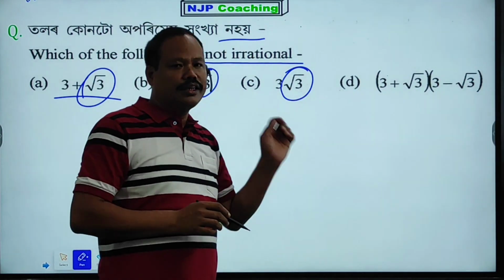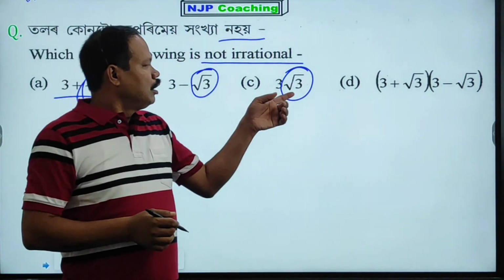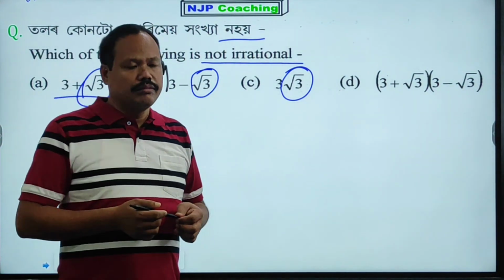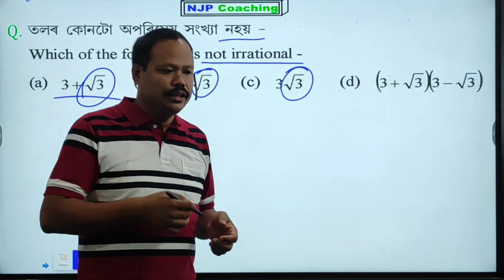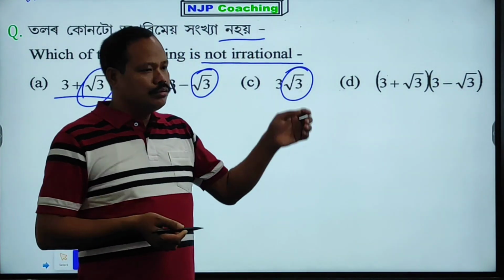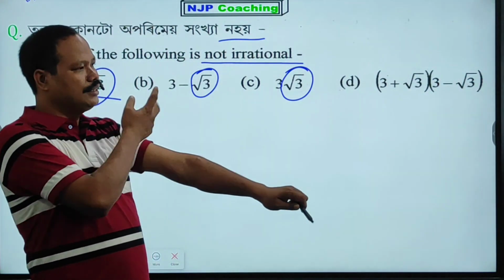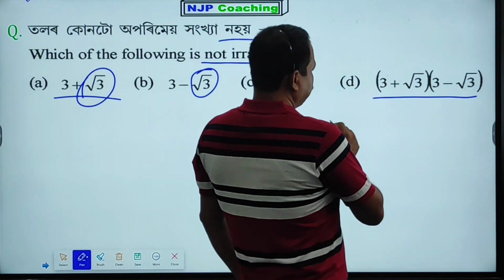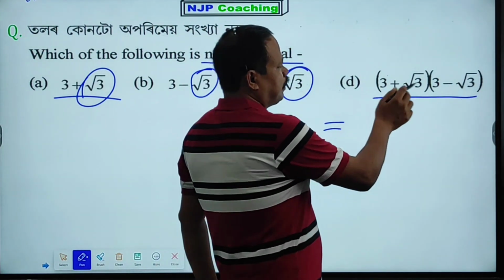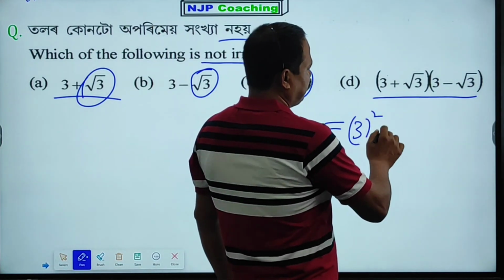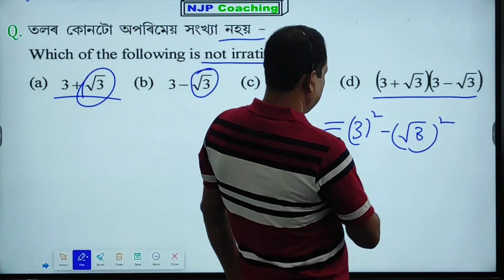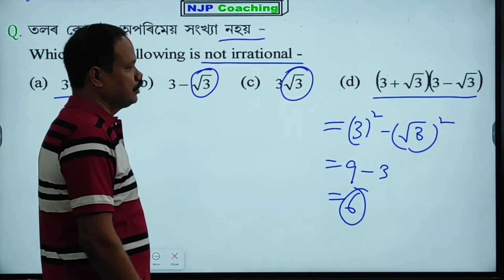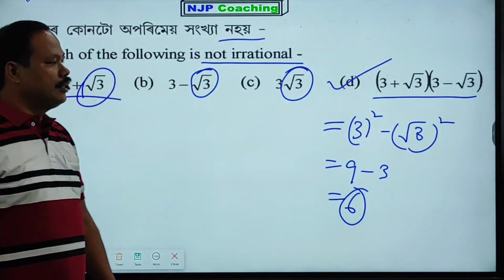Product of one irrational and one rational number. Product of one rational and one irrational is always irrational. But apart from 0, if we multiply 0 with an irrational number, it will become rational. That is different. Now this last one is by using one identity, a plus b into a minus b. That means 3 square minus root 3 square, and it will become 9 minus 3, that is 6. So this 6 is a rational number and the right option is D.